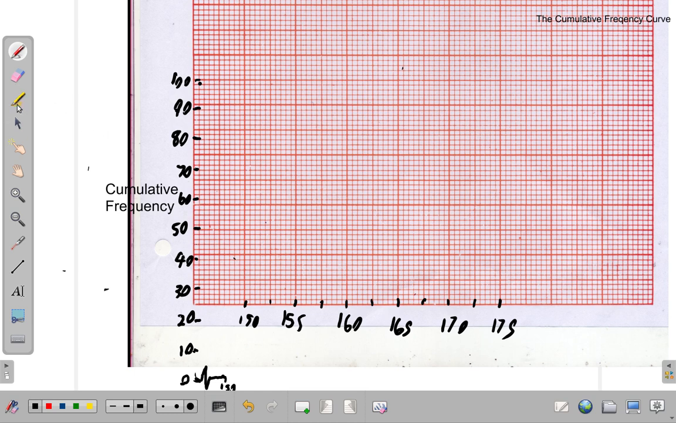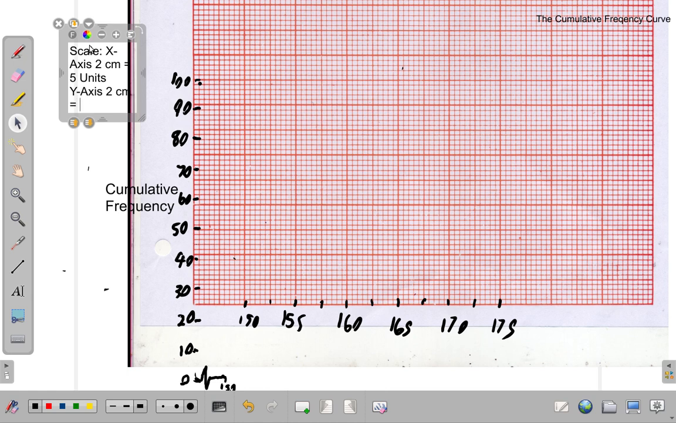Now, let me just make a note of what the scales are. Scale, x-axis. On the x-axis, what was it? 2 cm equals 5 units. And the y-axis, we had 2 cm equals 10 units. Let me make this a bit neater.